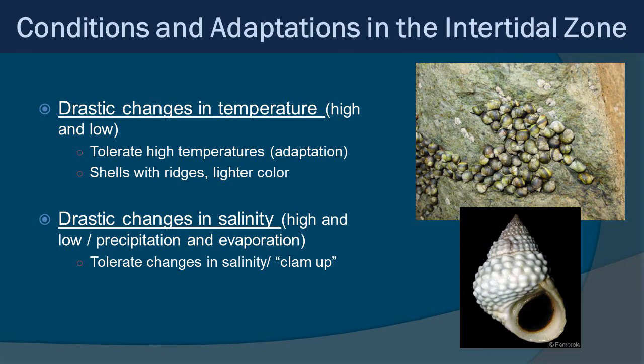Now, how do animals tolerate this? Well, they can do a few things. First of all, they can clam up, just like we talked about before. They can also move in and out. If you're a crab, for example, you can move around. So there's a few different ways.